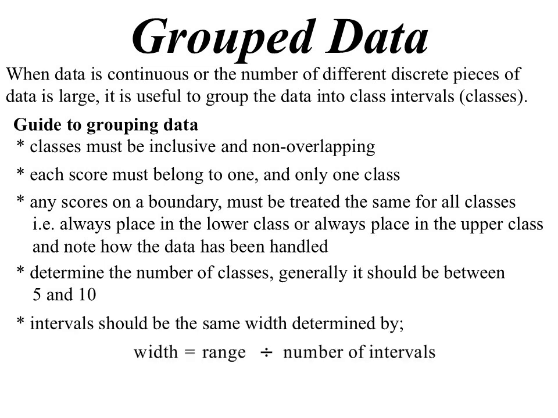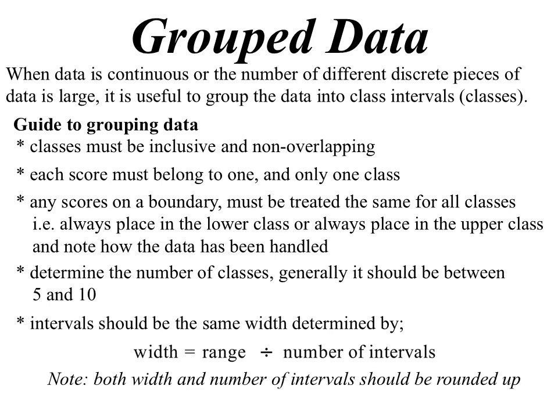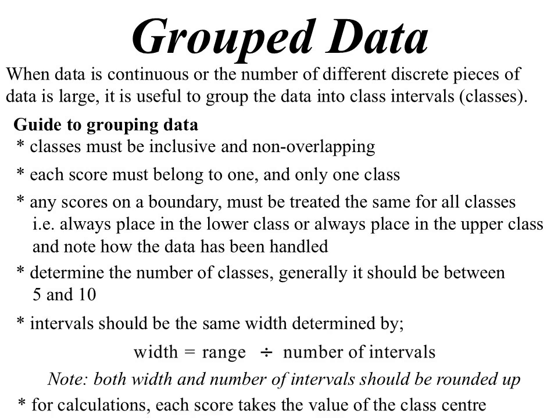The width of each of my classes is going to be whatever the range is divided by however many intervals I'm going to use. And if that doesn't come out to be a nice neat number, well then all right, we'll round it up and that'll be the size we'll use. Now, for calculation purposes, you always assume that it's the centre of the class. Every piece of data has that same value.